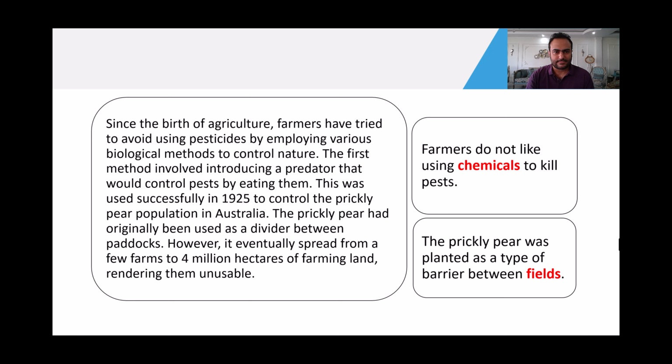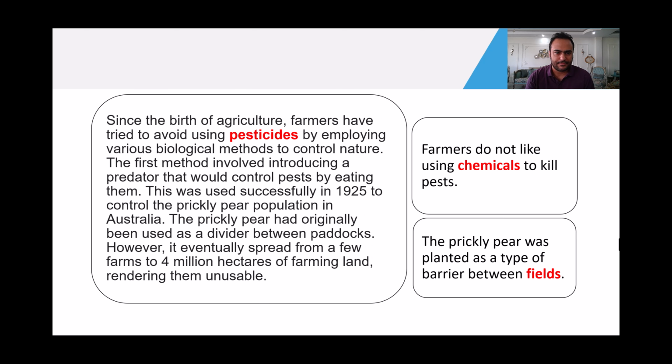Okay, chemicals. Farmers do not like using chemicals to kill pests. Since the birth of agriculture, farmers have tried to avoid using pesticides. Here, pesticides are some types of chemicals that are used to kill pests. So here, chemicals to kill pests have been replaced with pesticides.